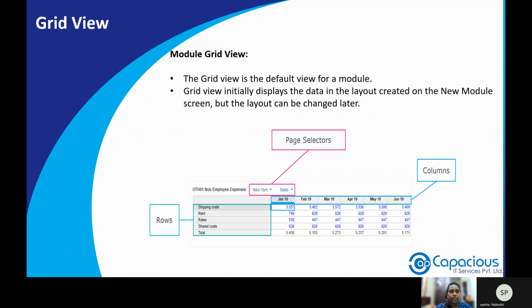In this grid view, we can insert dimensions, lists, and line items, as shown in the image below. Here we have a row, column, and page selector. By giving those dimensions as a page selector, we can select a location or product, any particular thing, to display the data in the module.